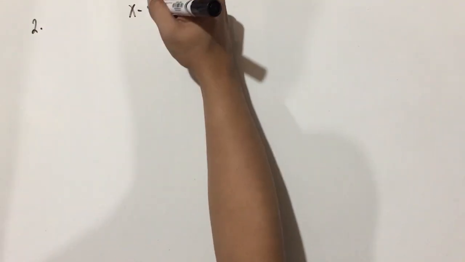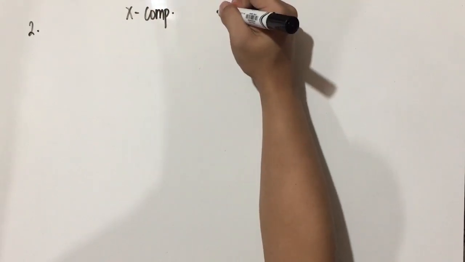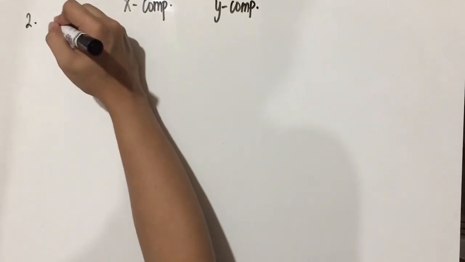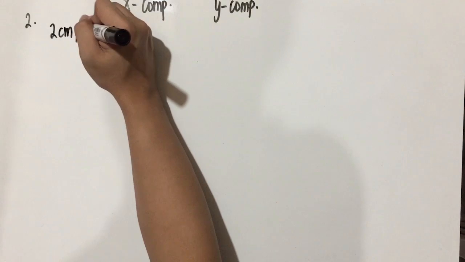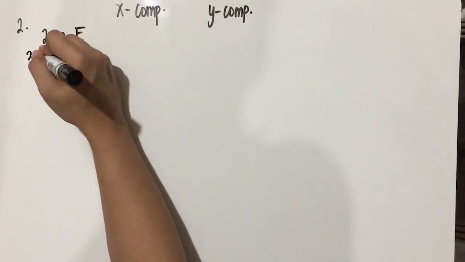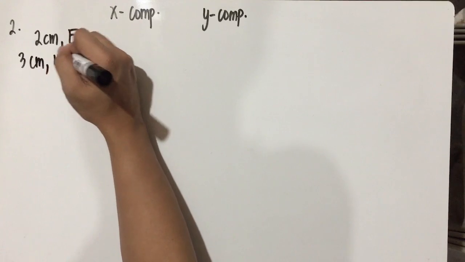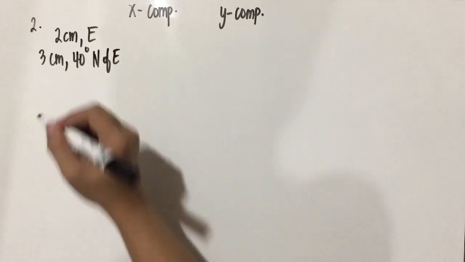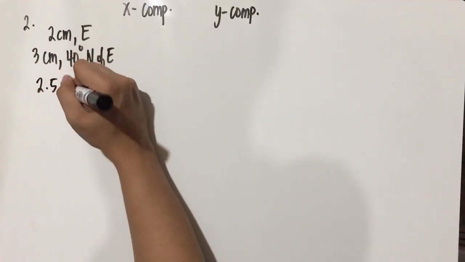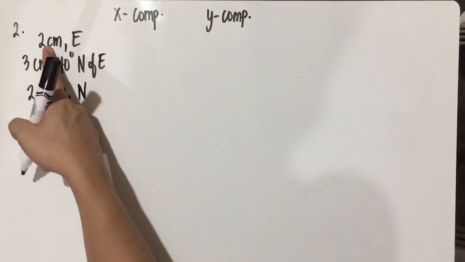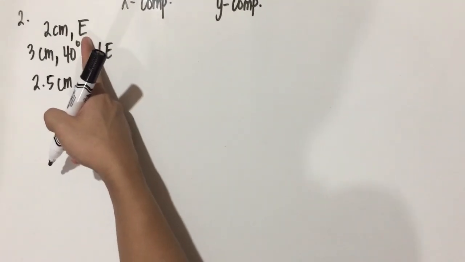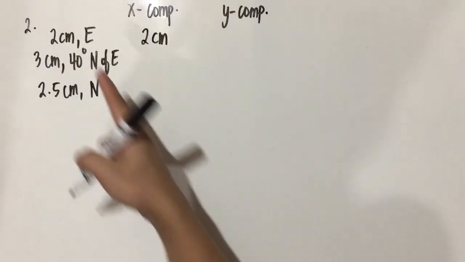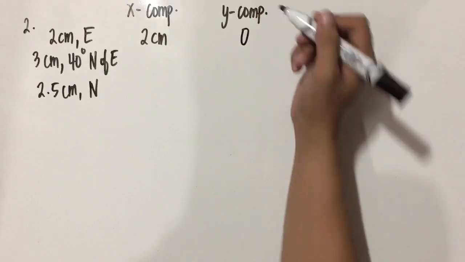So we have to make a table for us to properly identify the components for the x and the y. For the given, we have 2 centimeters to east, 3 centimeters 40 degrees north of east, and last is 2.5 centimeters north. So focus first on the first given. That is x component only, positive, so 2 centimeters. For the y component, we don't have a value.